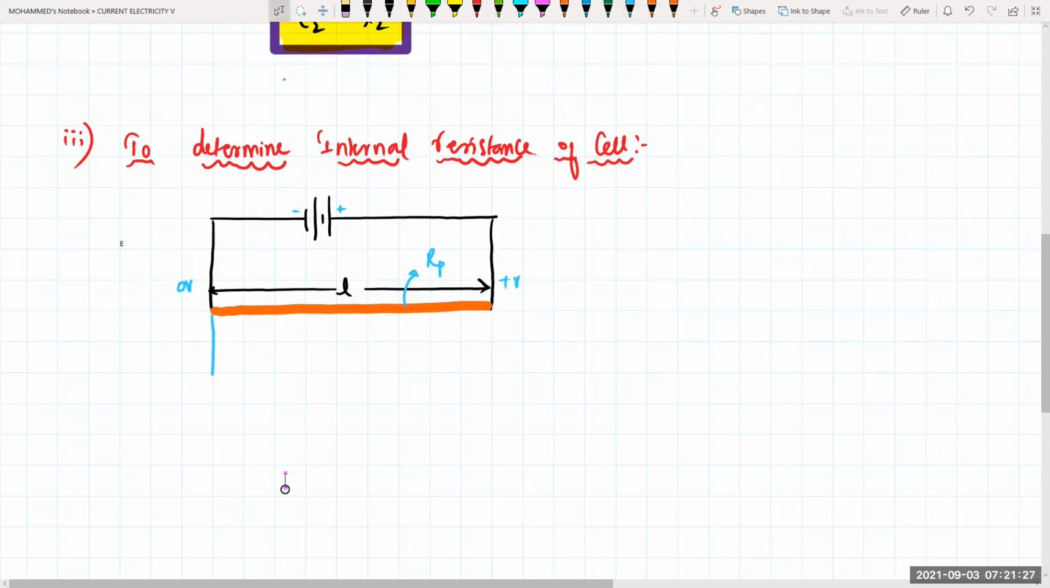To this potentiometer, we are connecting a cell whose EMF is required. Say this is the cell here. Here is the negative terminal and here is the positive terminal. The internal resistance of this is equal to R. This R I need to calculate. The EMF of this is E. And this has been connected to some external resistance somewhere here, and here we are connecting an external resistance like this.